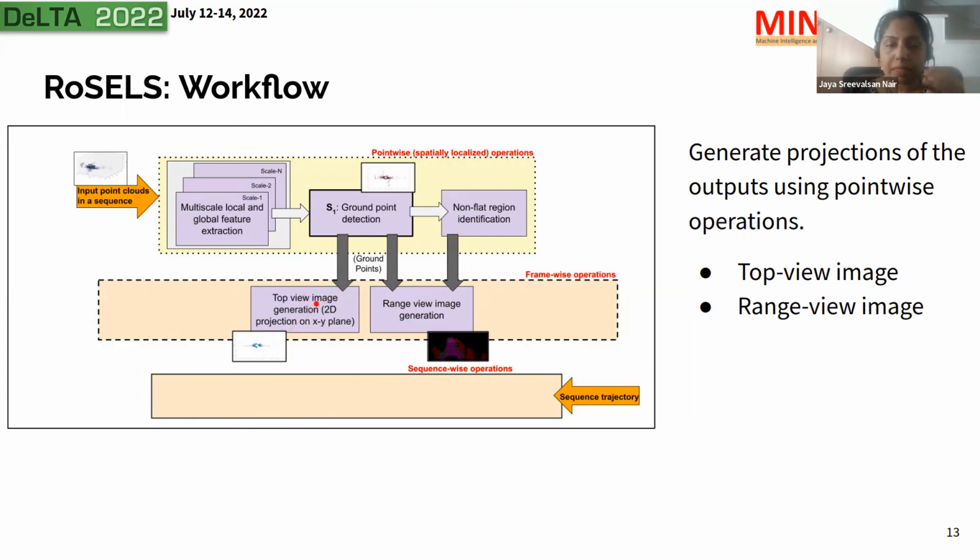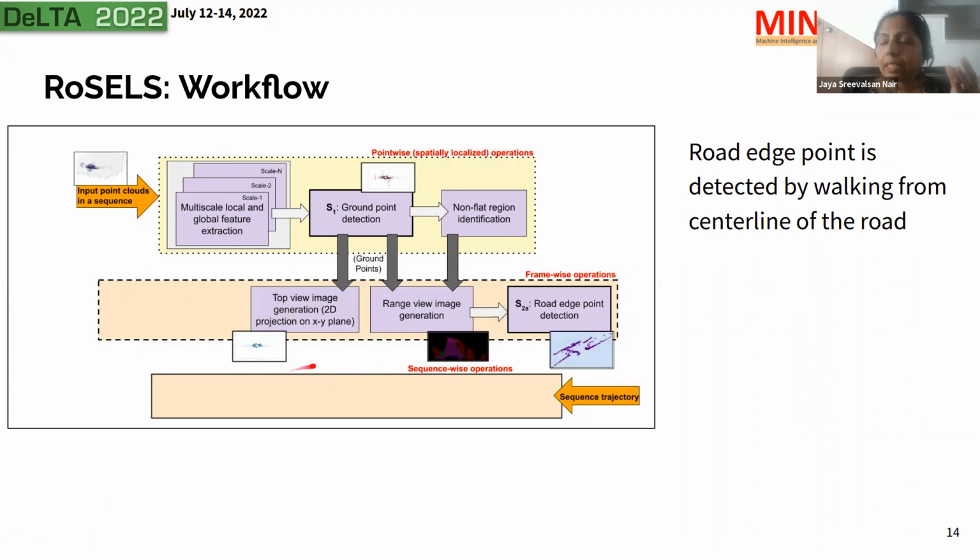The top view image is a projection on the XY plane, and the range view image uses the spherical coordinates, that is the theta phi projection. S2A is used for determining the road edge points.